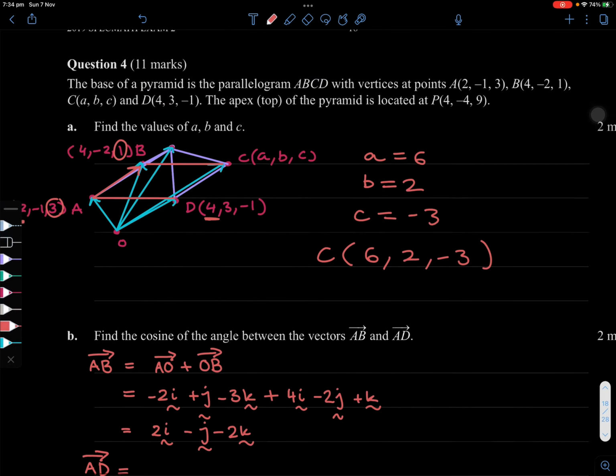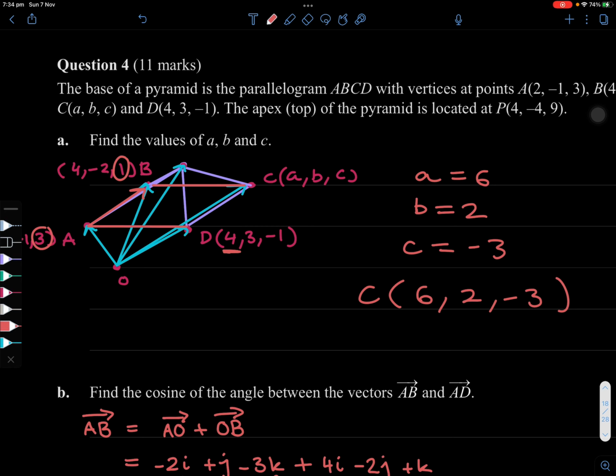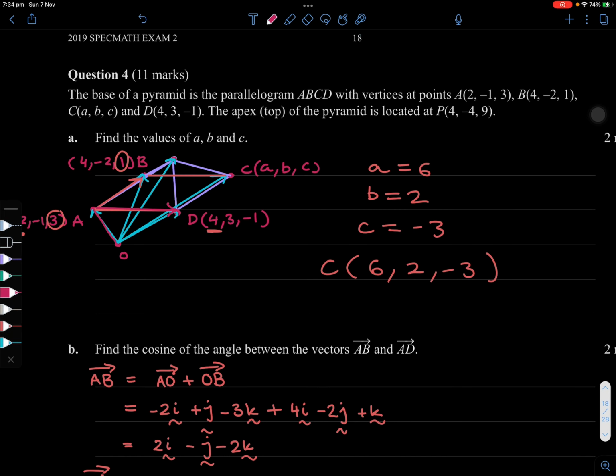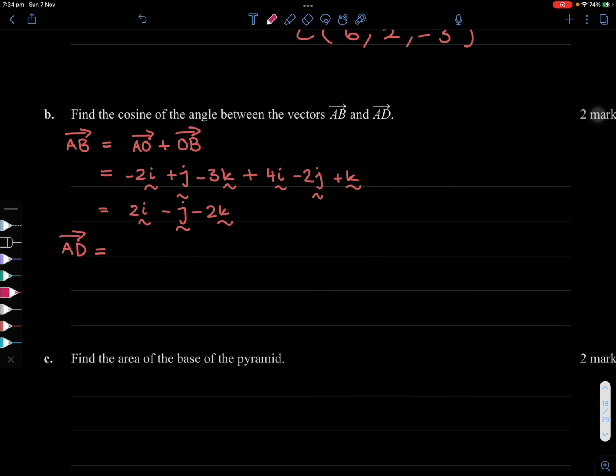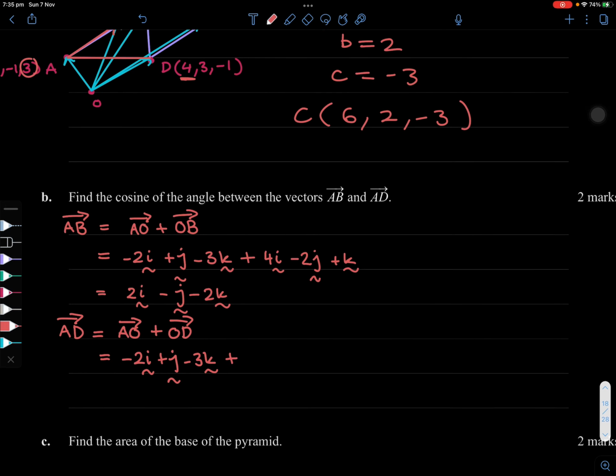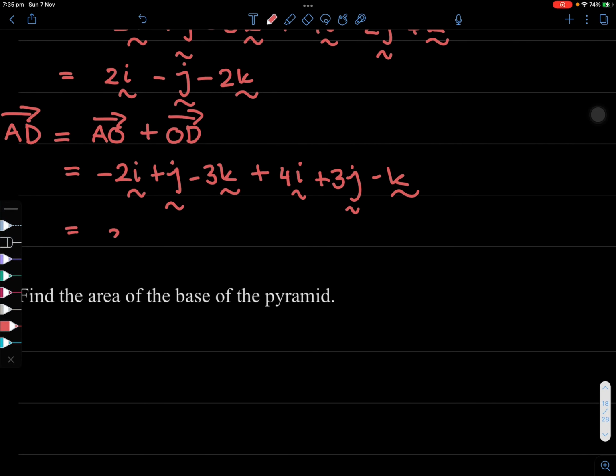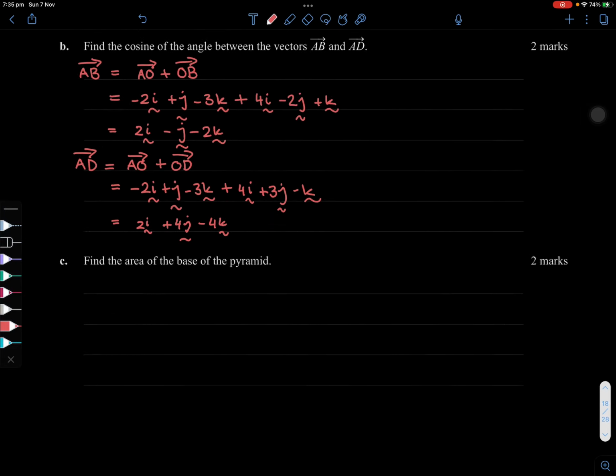So let's work out AD as well. Looking at our diagram, where's AD? AD is this line right here, right? And we can figure that out using AO and OD. That's going to be negative 2i plus j, take 3k, plus OD, which is 4i plus 3j, take k. And that gives us a nice 2i plus 4j, take 4k.